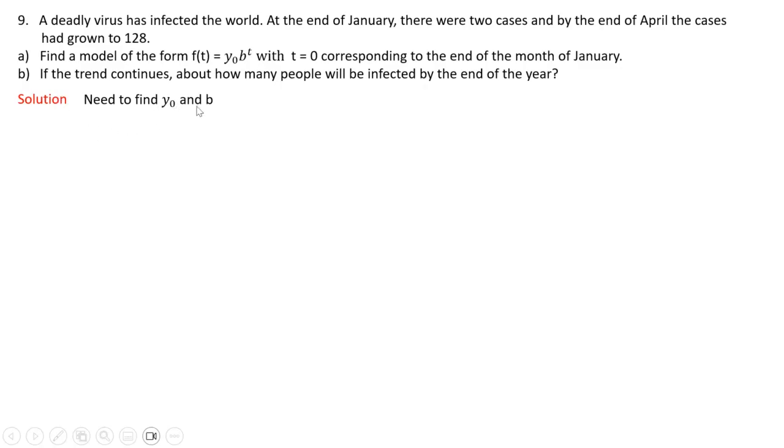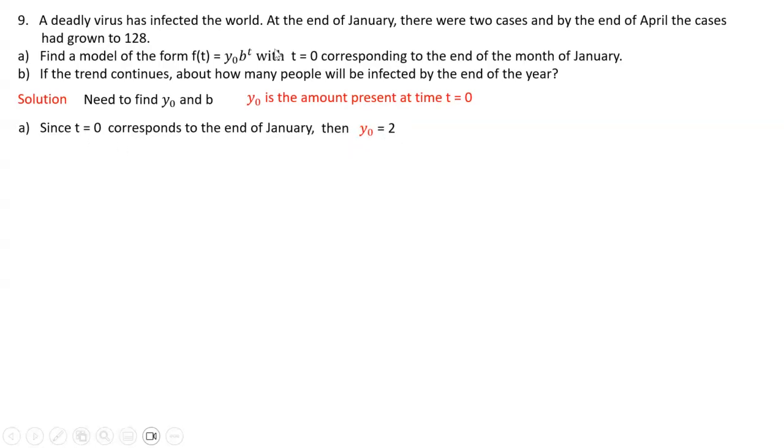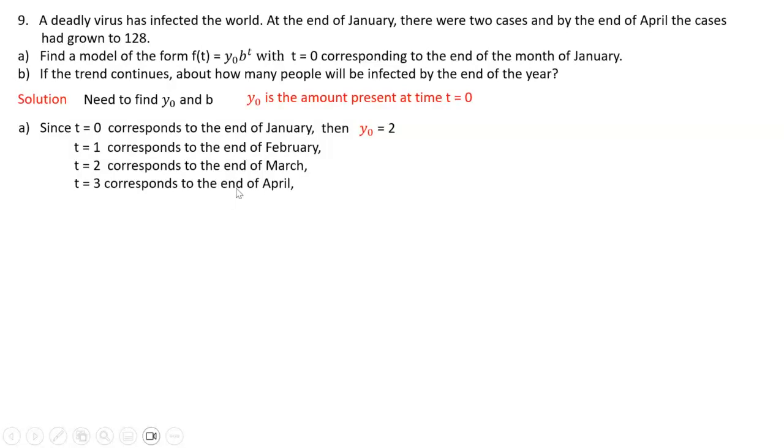So for part A, we need to find y naught and b. Y naught is the amount present at time t equals 0, which is your initial value. In this case, since t equals 0 corresponds to the end of January, my y naught is equal to 2, because there were 2 cases when it started. Now, t equals 1 corresponds to the end of February, t equals 2 to March, t equals 3 to April, right? So for the second part, it says the cases had grown to 128.